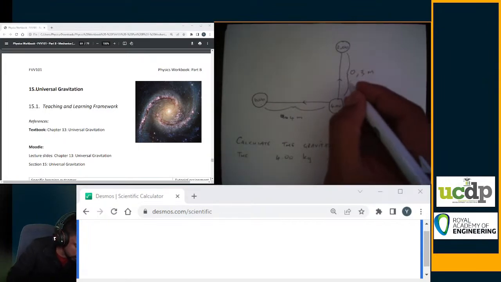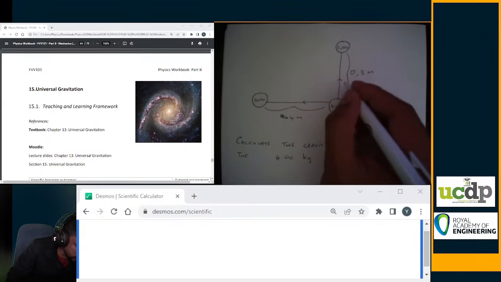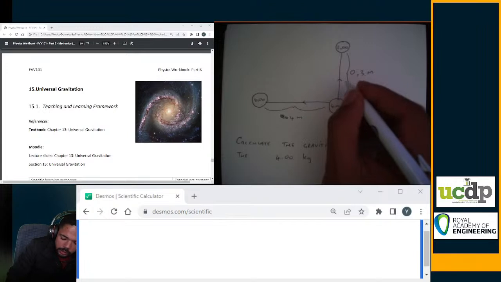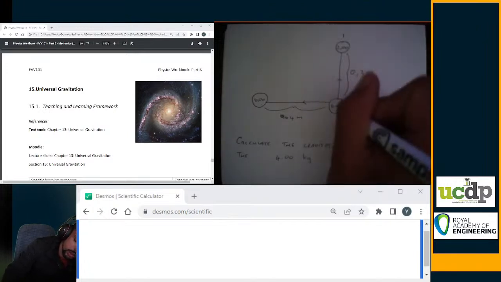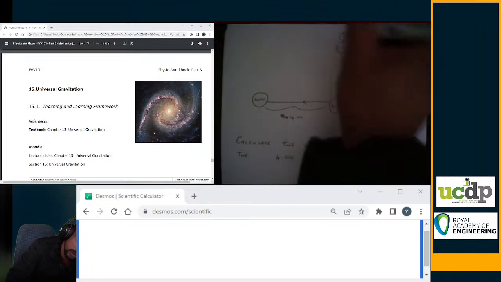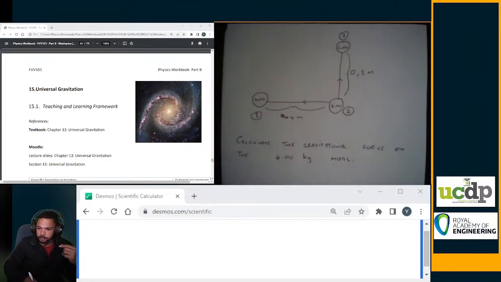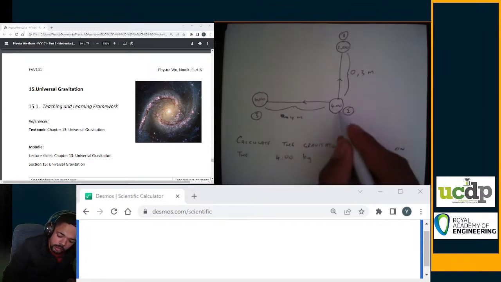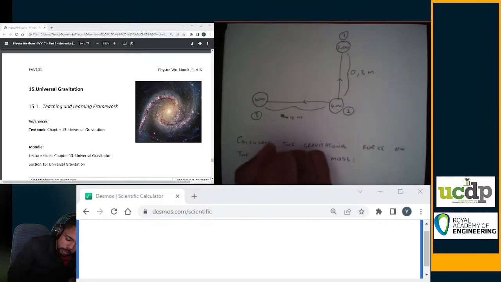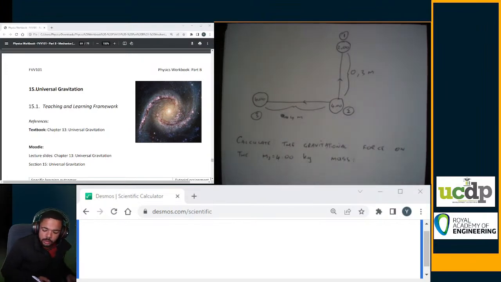Now let's call these spheres sphere number 1. Let's call this one sphere number 2, and we'll call this one sphere number 3. Now all of these spheres have an effect on each other because they all have masses, and according to Newton's law, any two points that have a mass must have a gravitational force between them, and we are asked to calculate the gravitational force on this 4 kilogram mass, or m2, which is equal to the 4 kilogram mass. We are asked to calculate the force on m2.